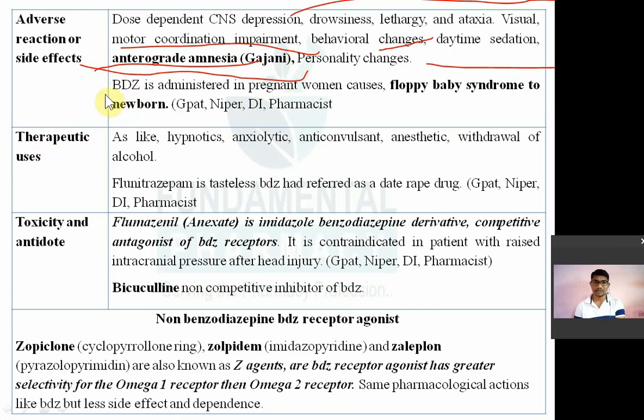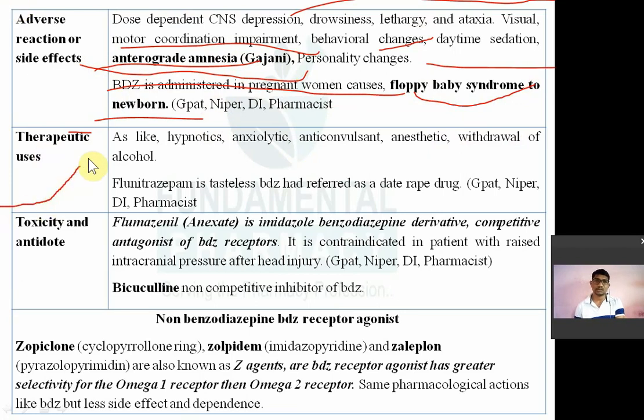Then benzodiazepines, if used in a pregnant woman, will cause floppy baby syndrome in the newborn. Remember this as an adverse effect. Anterograde amnesia, floppy baby syndrome, then drowsiness, then dose-dependent CNS depression, and behavioral changes. Motor incoordination.